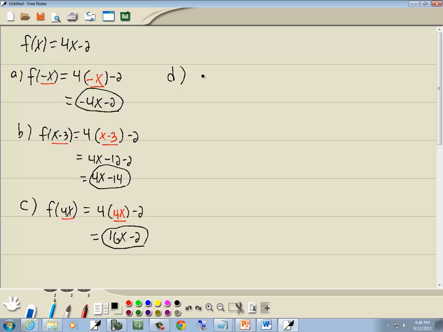Now d is negative f of x. This one's a little bit tricky, because what's inside the parentheses is an x. Well, f of x we already know is 4x minus 2. So we're going to bring down a negative, and then we'll put in the 4x minus 2 with parentheses around it, because this negative out in front flips the sign of everything that follows it. Well, remember, a negative out in front of your parentheses flips the sign of everything inside, so this becomes negative 4x plus 2.